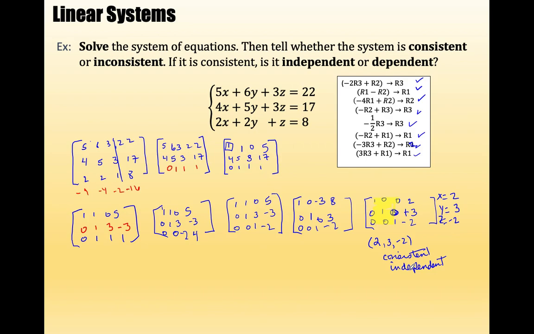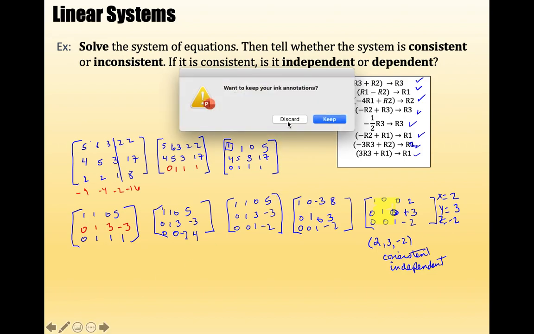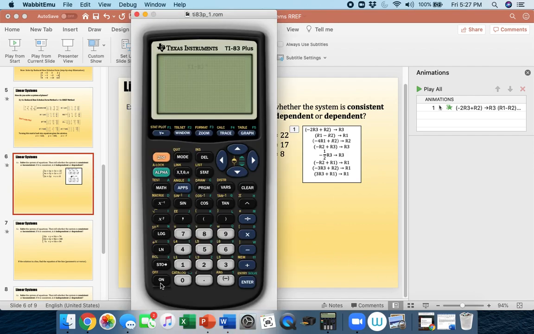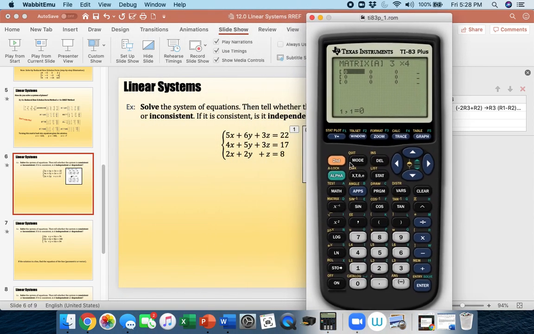All right, so there's got to be an easier way to do this, right? So get your calculator out for me, please. And enter the augmented matrix, right? Not the 3 by 3 matrix. Enter the augmented matrix in. So second matrix, edit matrix A. Your augmented matrix is a 3 by 4, right?